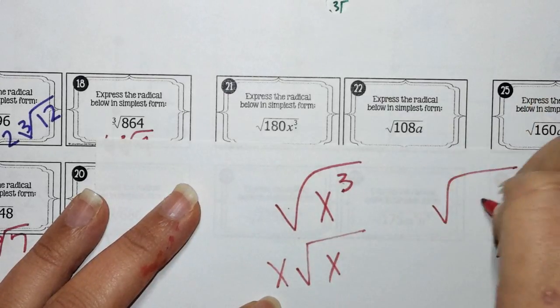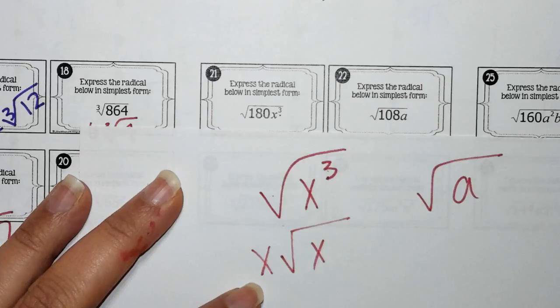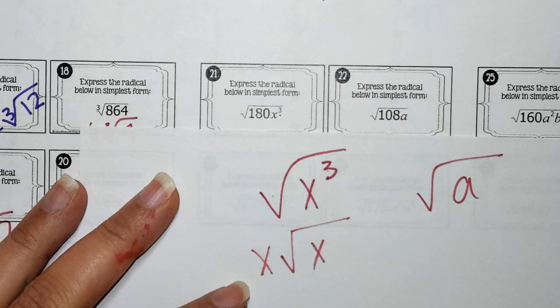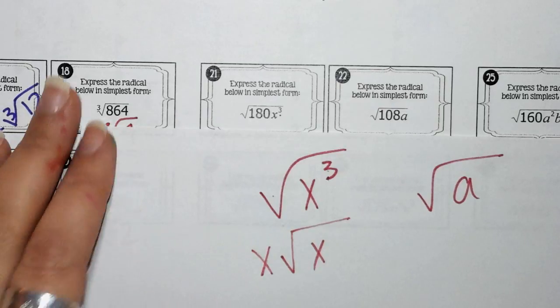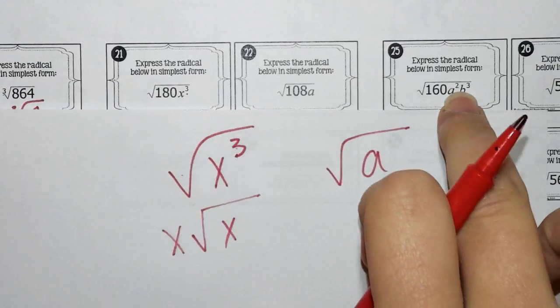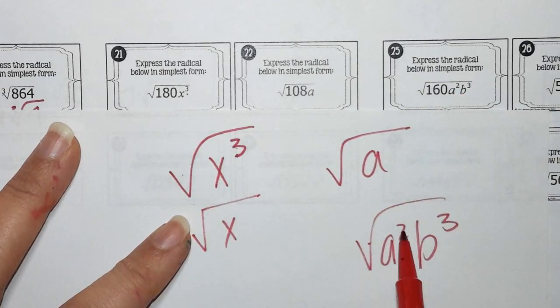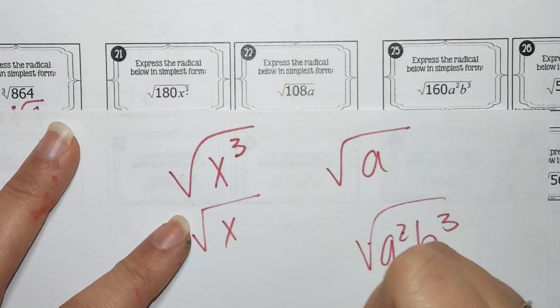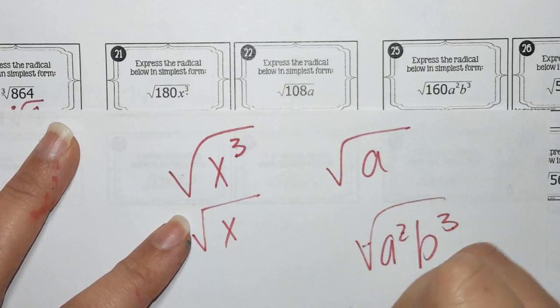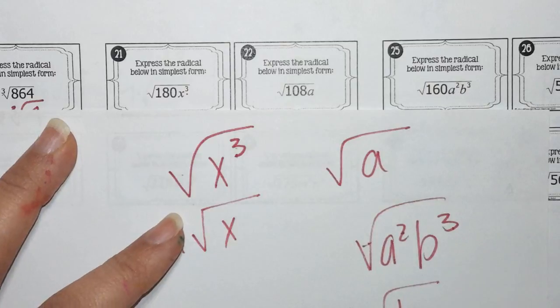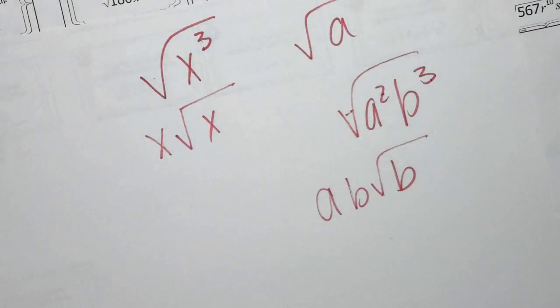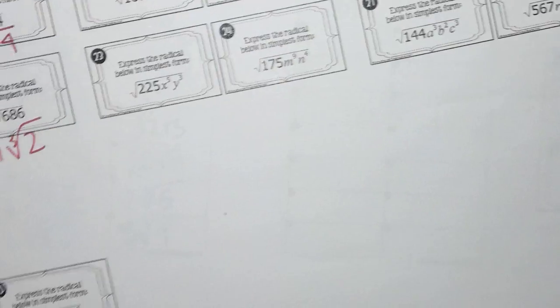What about if it was just the square root of a? It just stays under the radical, right? It can't go anywhere. What about a squared b cubed? How many times does 2 go into 2? How many times does 2 go into 3? With how many left over? Like that. All right? So I want you to work on 21 through 30 for homework.